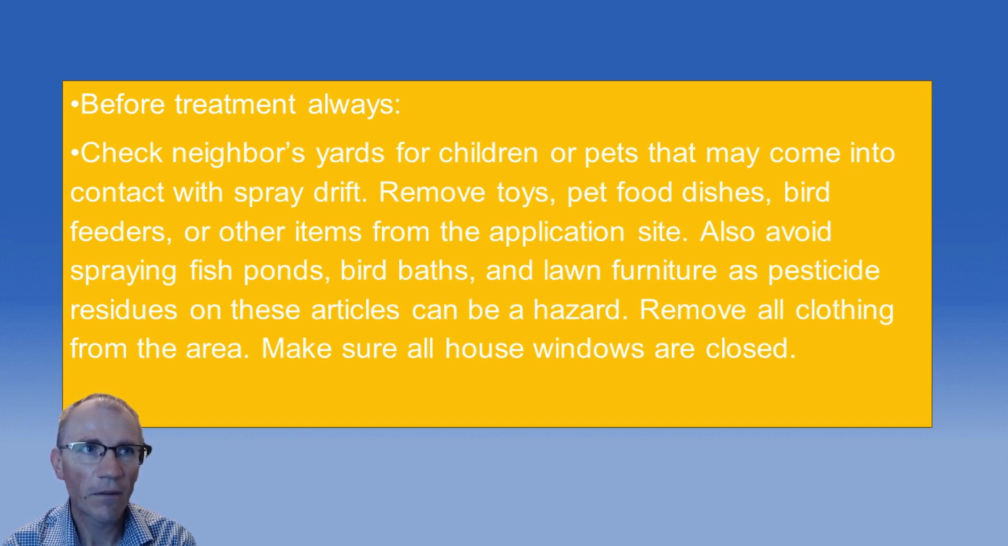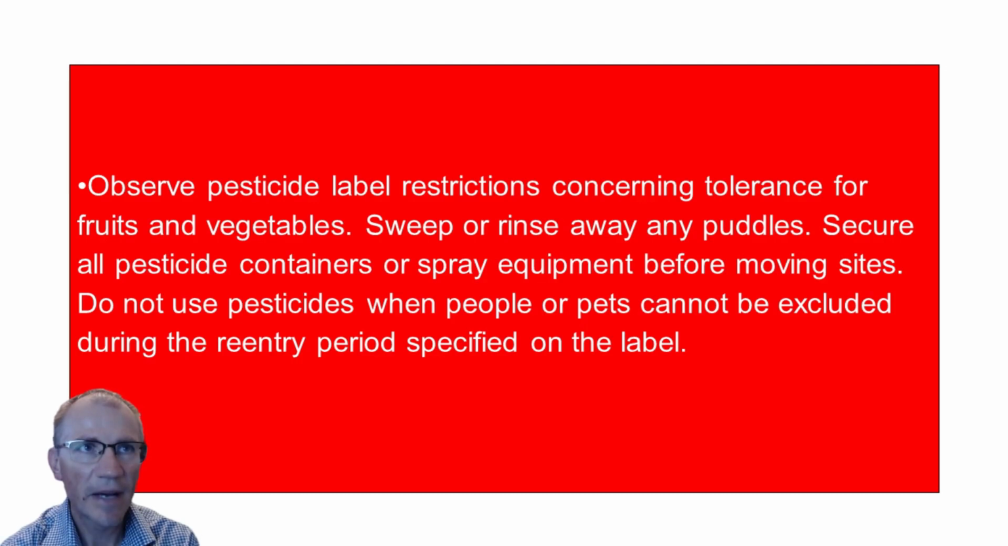Remove all clothing from the area. Make sure all house windows are closed. Observe pesticide label restrictions concerning tolerance for fruits and vegetables. Sweep or rinse away any puddles. Secure all pesticide containers or spray equipment before moving sites. Do not use pesticides when people or pets cannot be excluded during the re-entry period specified on the label.